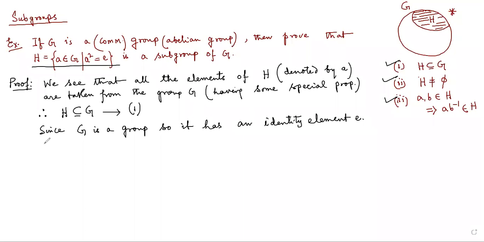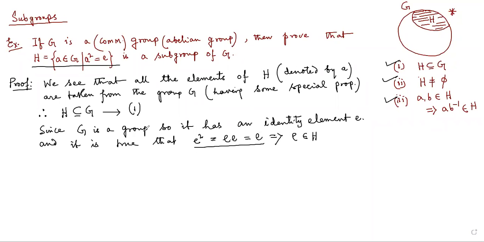Okay, and it is quite obvious that if we try to calculate e square, it is nothing but e into e, which is equal to e. So e has the special property as depicted in the set capital H. All the elements of set H will be such that when we take its square, or when we multiply the element by itself, we get the identity, which is true for e. And this implies e belonging to capital H.